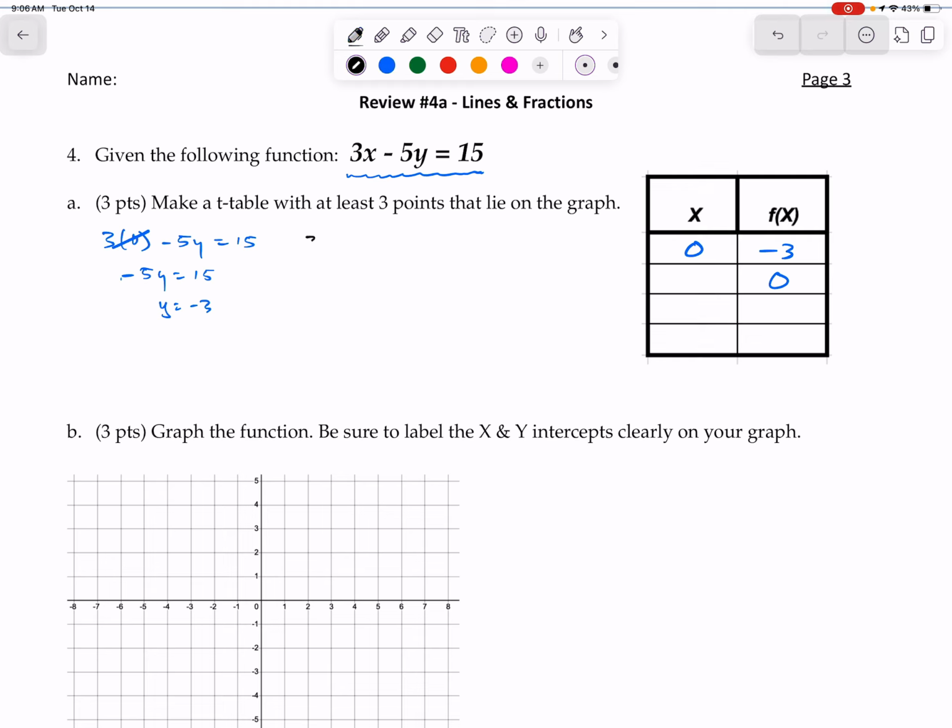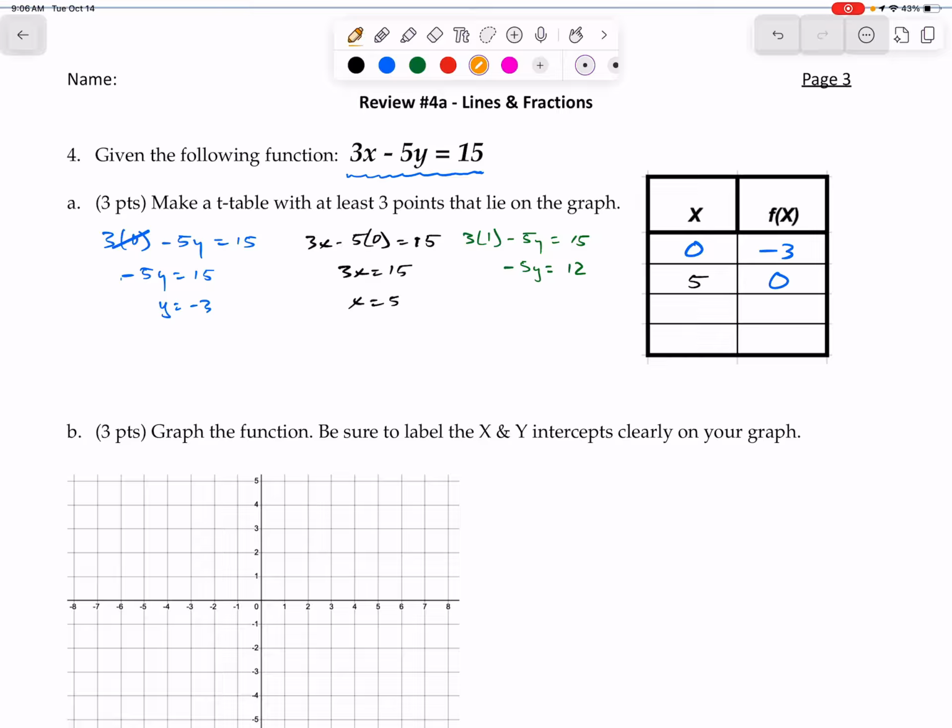When y is 0, we have 3x minus 5 times 0 equals 15. So 3x equals 15 and x equals 5. From there, you could put in just about anything you want and just get one other sort of unusual one. I think I did x equals 1, yeah. So I'll do it in green. 3 times 1 minus 5y equals 15. So I'm going to subtract 3 from both sides, and I get minus 5y equals 12.